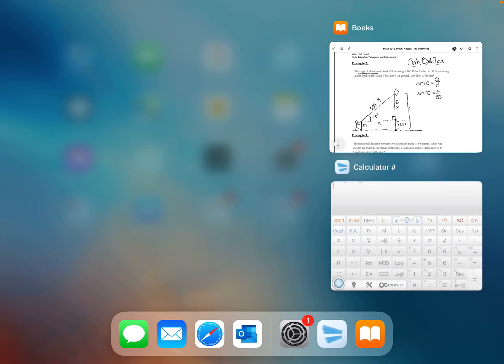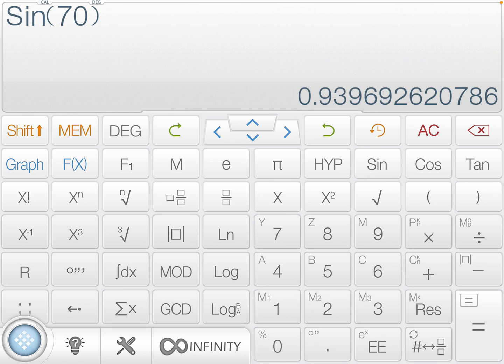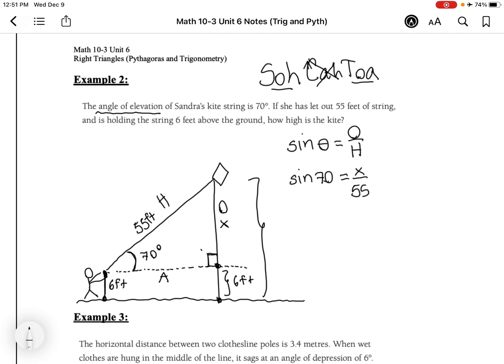Now, sine 70 is just a value that's stored in the memory of my calculator. So I'm going to pull out my calculator. Here it is, and it's in degree mode. I'm checking that. I'm going to go sine of 70 equals, and I get 0.94, rounded to the nearest hundredth. I'm going to remember that. So 0.94 equals x over 55. And if you wanted to convert the 0.94 into a fraction, remember you can always make the denominator 1.